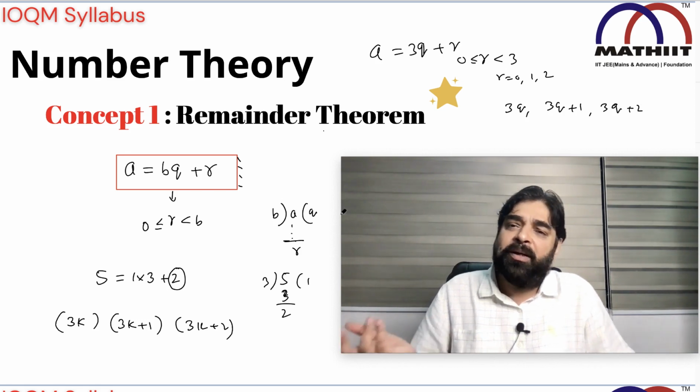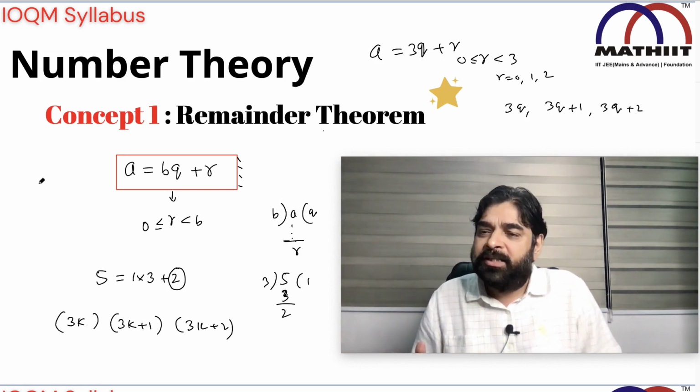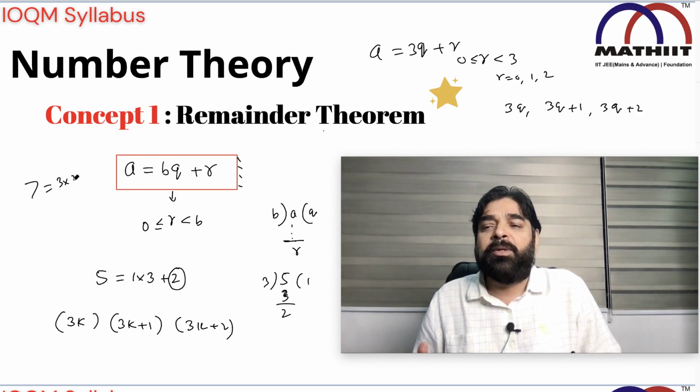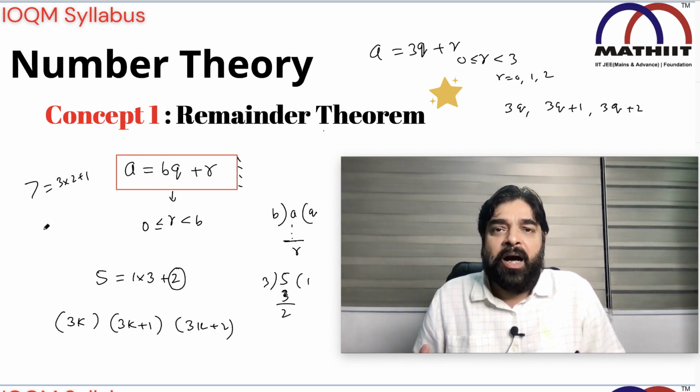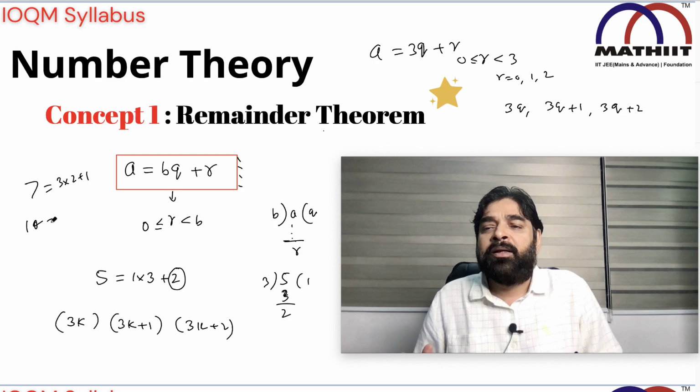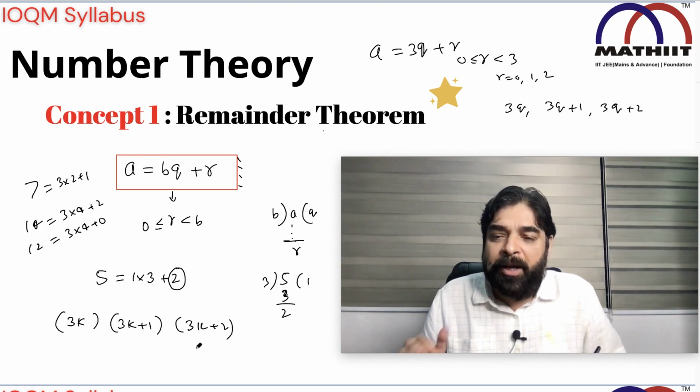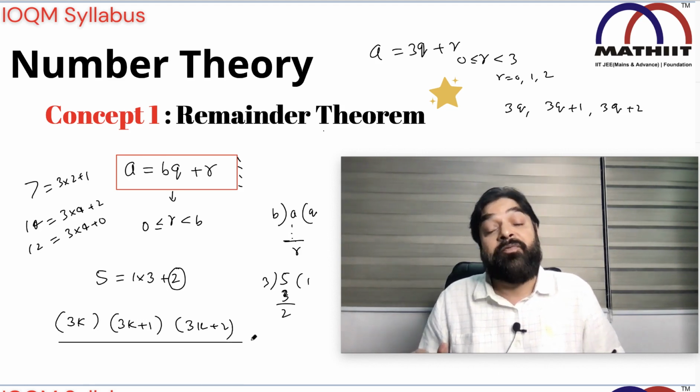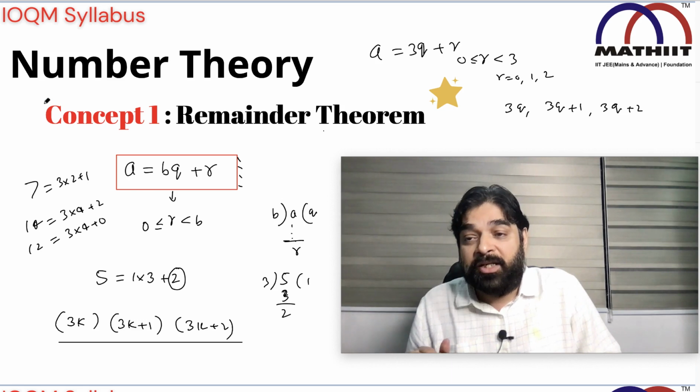You can take any number in mathematics. 7 is 3 into 2 plus 1. Are you able to understand? 14 is 3 into 4 plus 2. 12 is 3 into 4 plus 0. So every number will be written in this format. This is very useful. That is the concept 1.